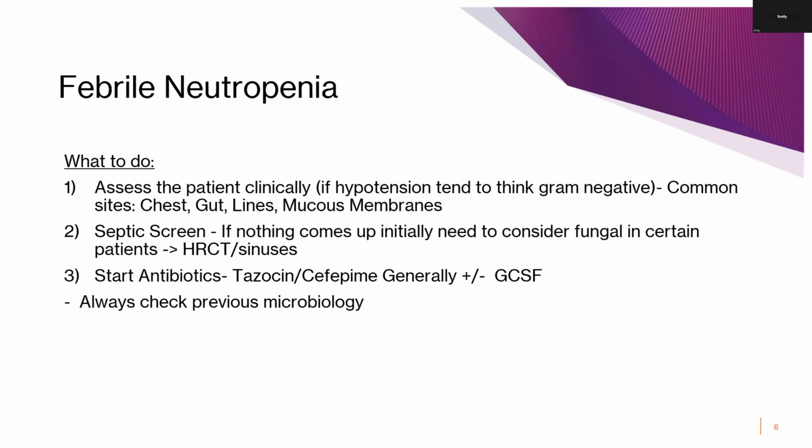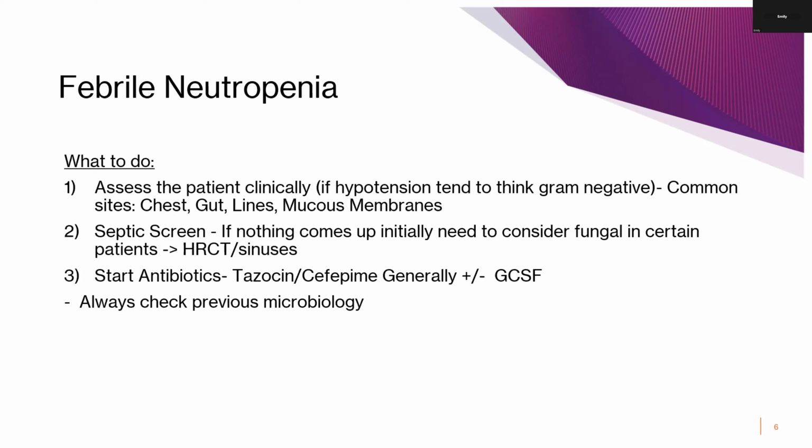After doing, I guess, the basic septic screen, which is blood cultures, chest X-ray, urine, all those things, you would start antibiotics at that point. So that's broad spectrum antibiotics. The covering Pseudomonas is probably the most important thing. So something like tazocin. And generally, you'd start GCSF in these patients as well, or filgrastim, to try and improve that neutrophil count. There's no data that shows that filgrastim is associated with improved survival, but it does shorten the period of febrile neutropenia.